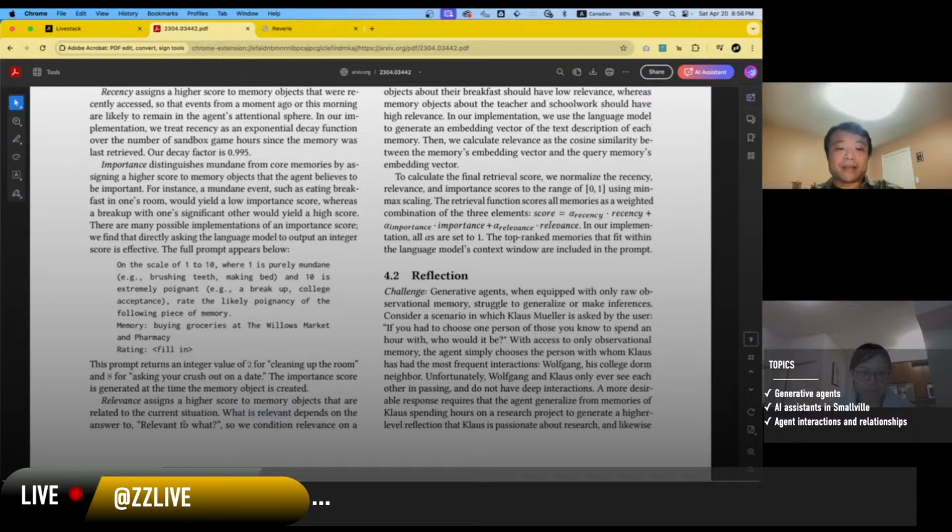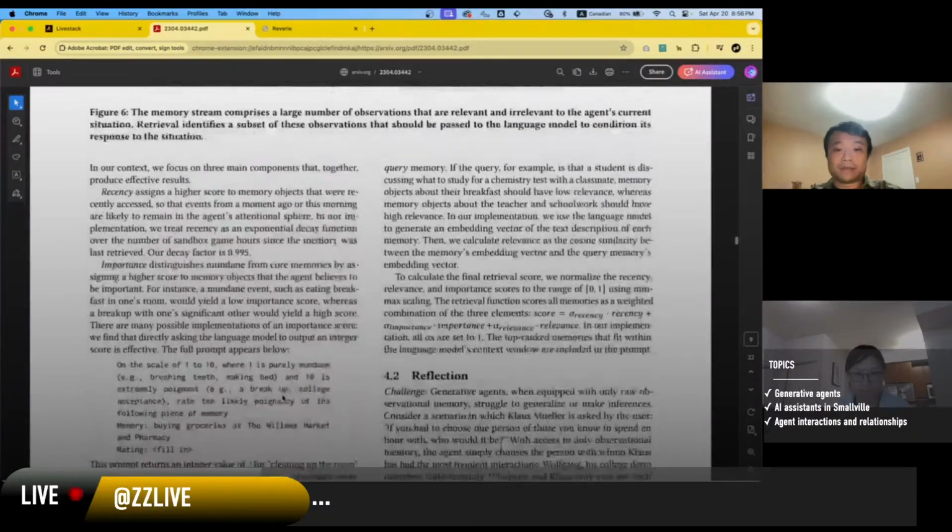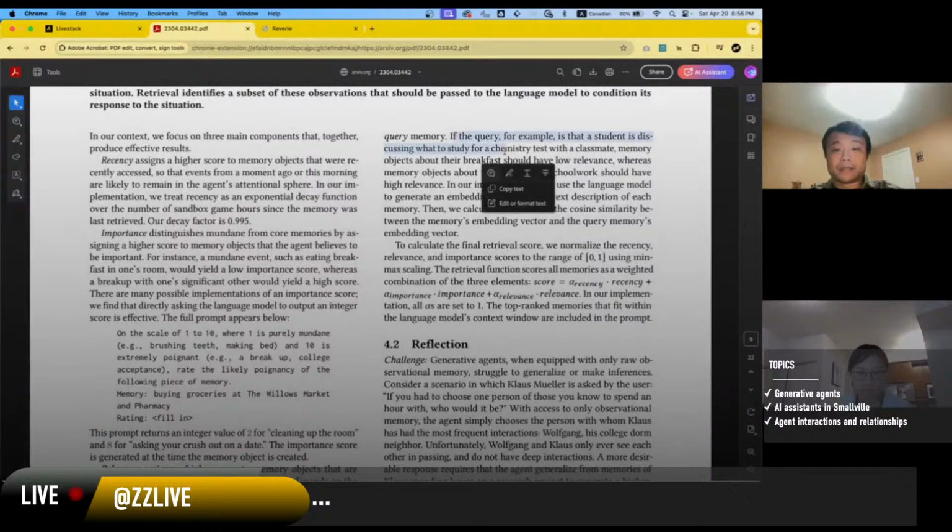What is relevant depends on the answer to relevant to what. So a condition relevant to a query memory. I think they just use keyword matching or something. If the query, for example, is that the student is discussing what to study for a chemistry test with a classmate, memory objects about their breakfast should have low relevance. Oh yeah.